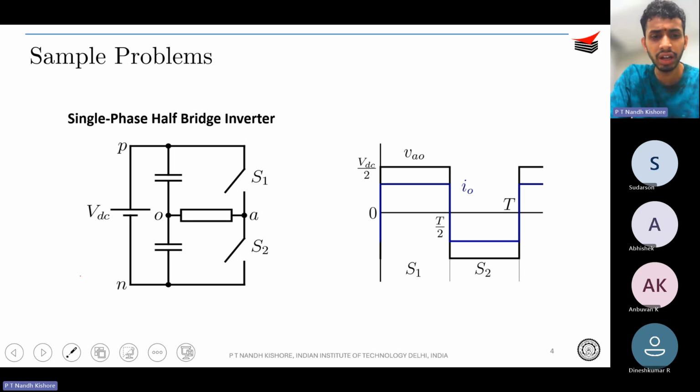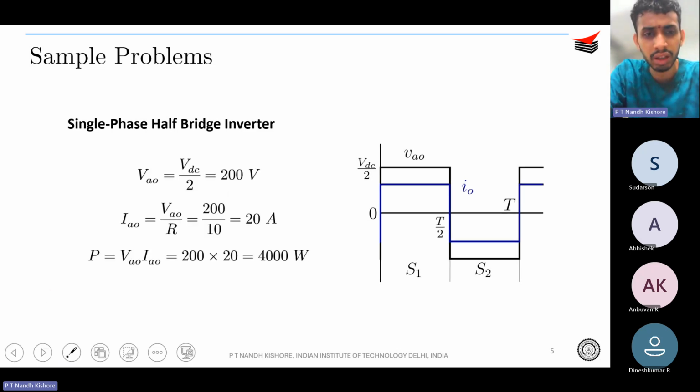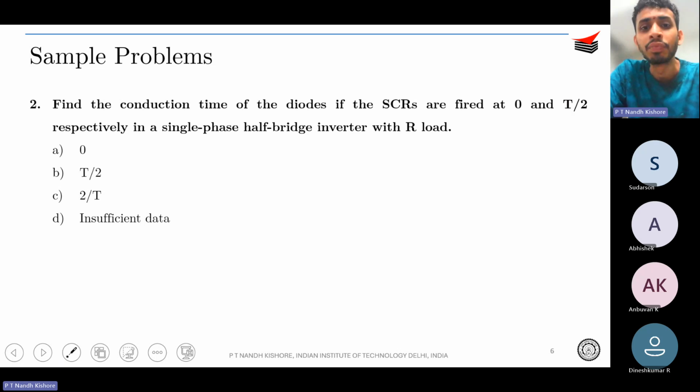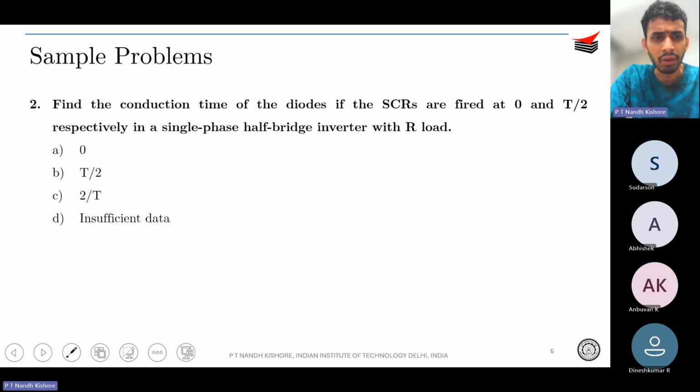So how would the diodes be connected? The diodes will be connected in an anti-parallel fashion, something similar to your MOSFET. So that is why the circuit diagram is something like this. You have your SCRs, that is T1 and T2, as you may call it, and you have the anti-parallel diodes. Same circuit, just I have replaced S1 and S2 with the SCRs and the diodes. So the question is, find the conduction time of the diodes if the SCRs are fired at 0 and T by 2 respectively in a single phase half bridge inverter with R load.